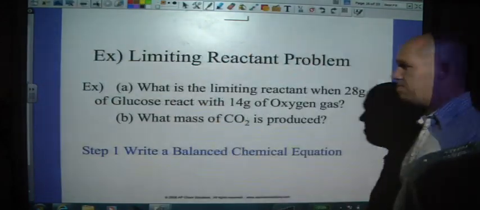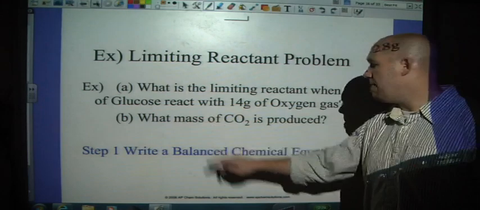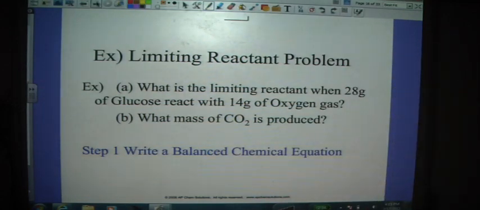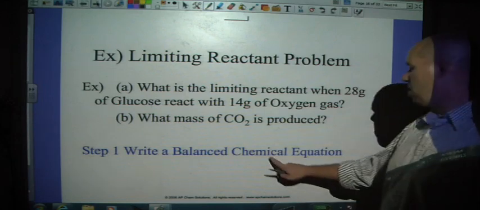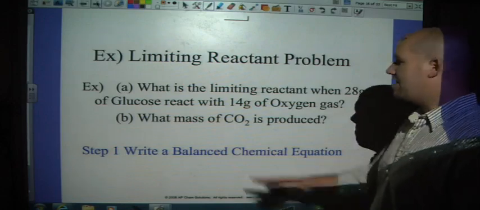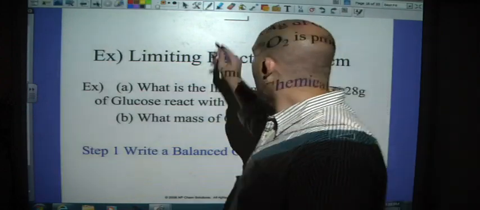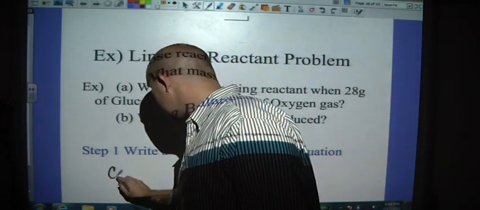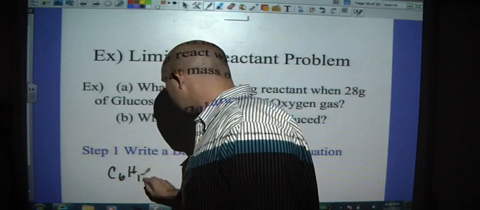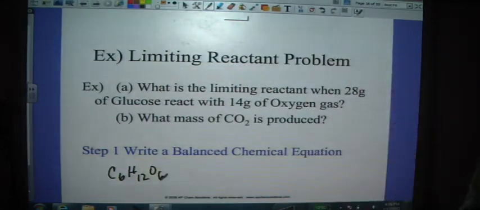For example, what is the limiting reactant when 28 grams of glucose react with 14 grams of oxygen gas? And the secondary question, what mass of carbon dioxide is produced? Step 1, write a balanced equation. Yikes. Okay. So we have glucose. You have to dig back into your memory there, and we're going to see that we have C6H12O6. Here's glucose.